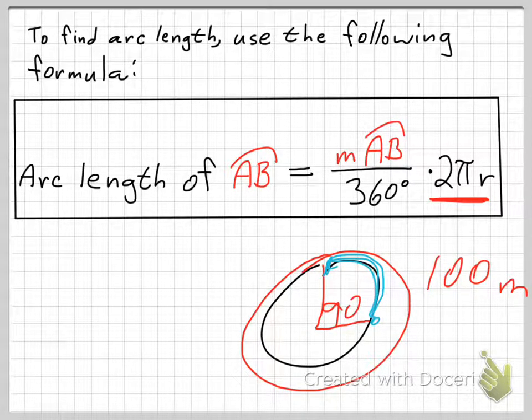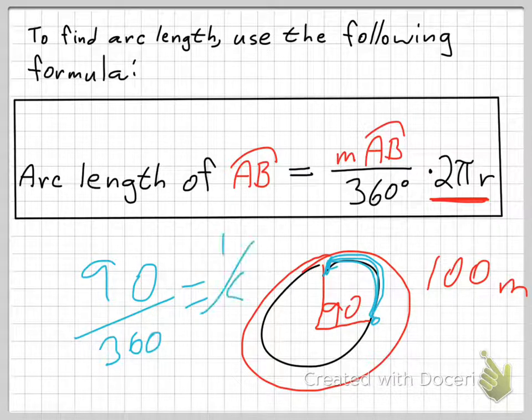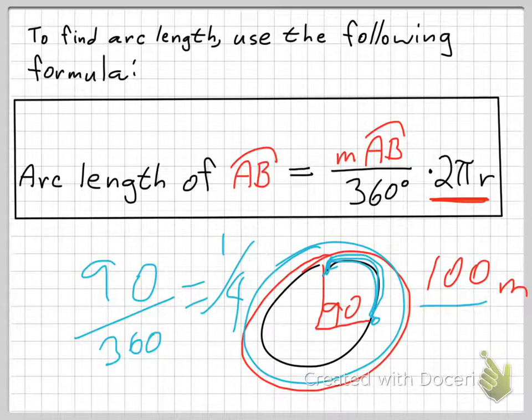Well, if the arc measure is 90 degrees, 90 divided by 360 is going to be a fourth. So it takes up 1/4 of the whole entire circumference. All I would have to do is multiply this by 1/4, or divide by 4, and I get that this arc length would be equal to 25 meters. Okay? So it's that kind of a thing.